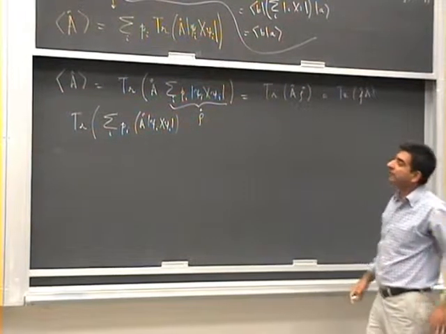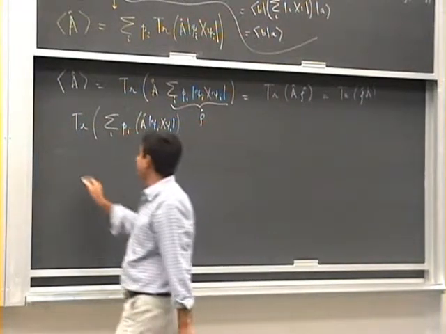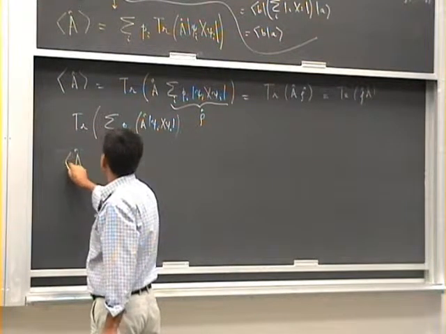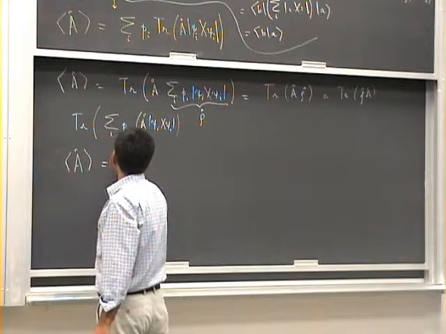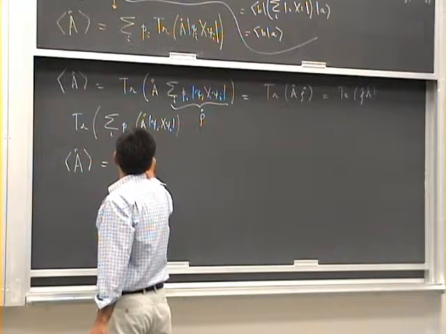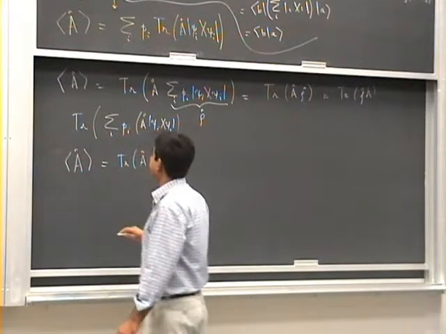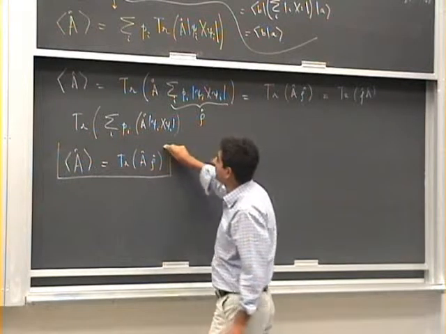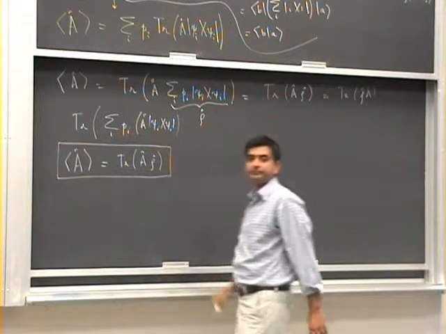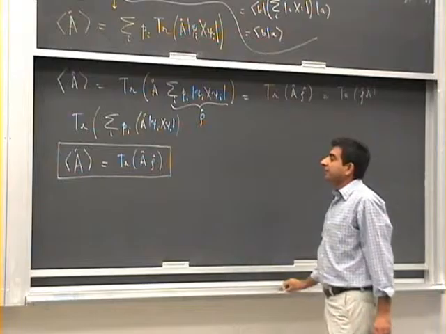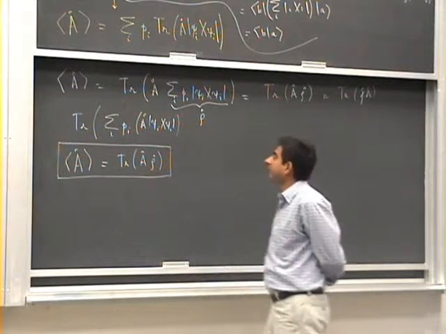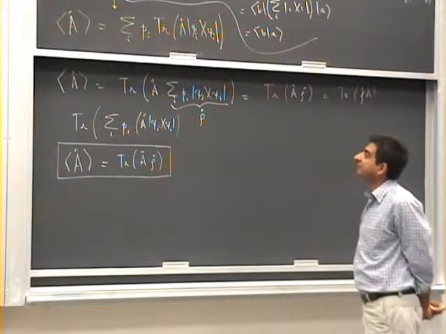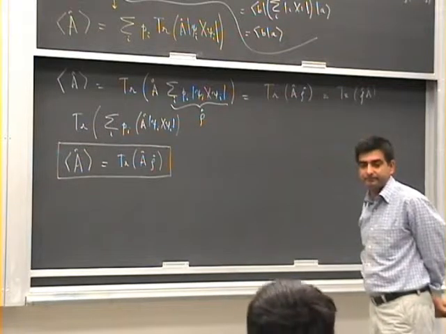Okay. So the key point is that if I have any observable and I would like to find its expectation value, I take the trace of the product of the observable with the density operator. This is an extremely important result. You have to remember this. Okay, now let's look at some applications of this.